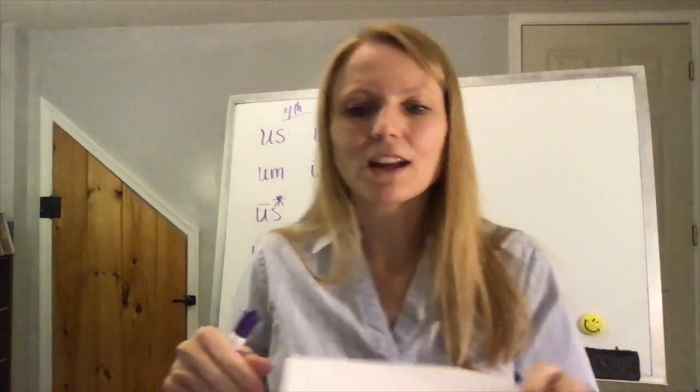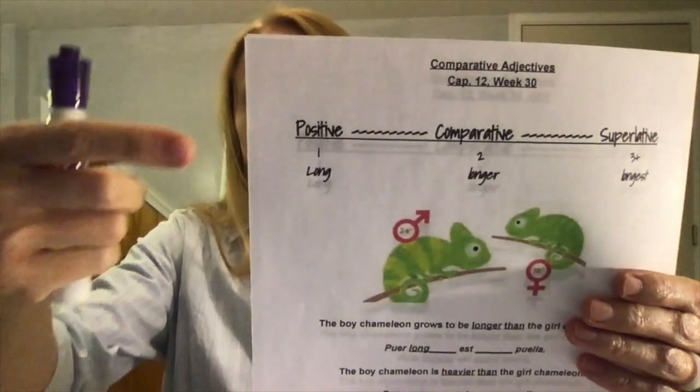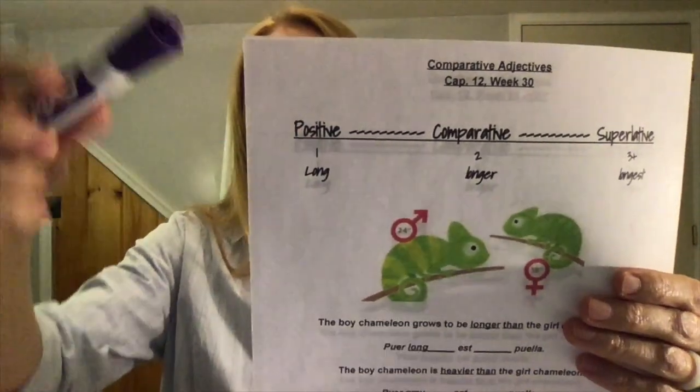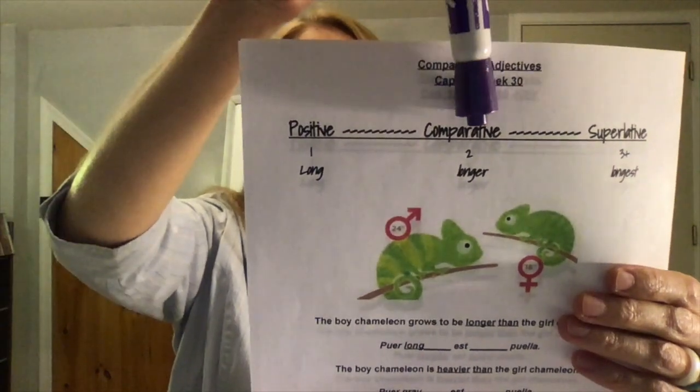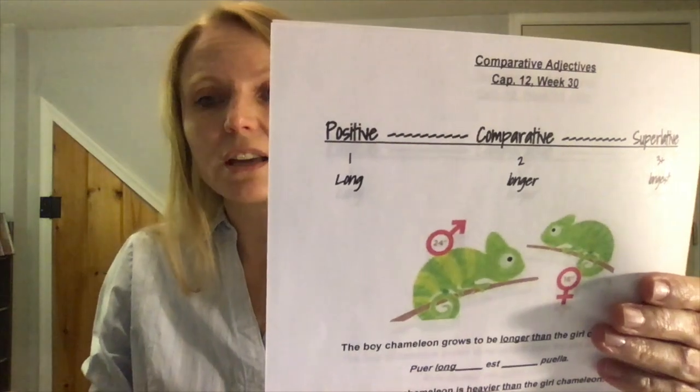Now, I thought this was kind of fun. We've kind of had this theme of adjectives when we were first learning them, that they were like chameleons, right? And so I thought it would be fun to look at chameleons some more, because we're still talking about adjectives. I want to explain a little bit of vocabulary to you if you don't know this already. We have what's called positive, comparative, and superlative adjectives in English and in Latin.